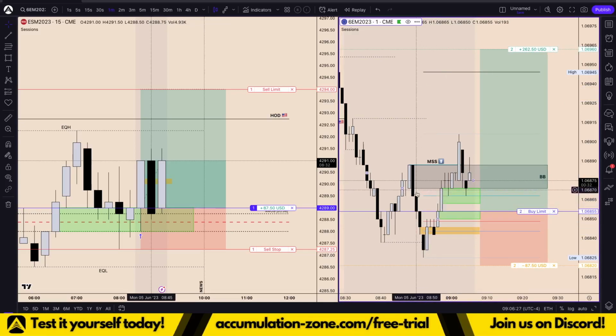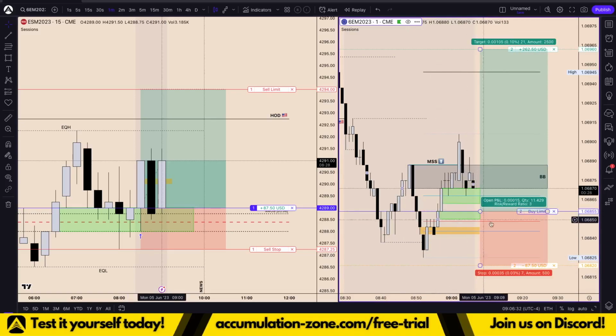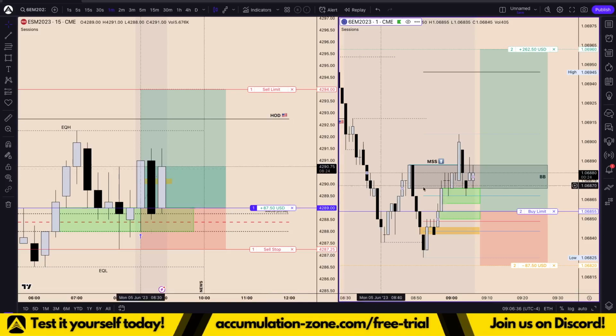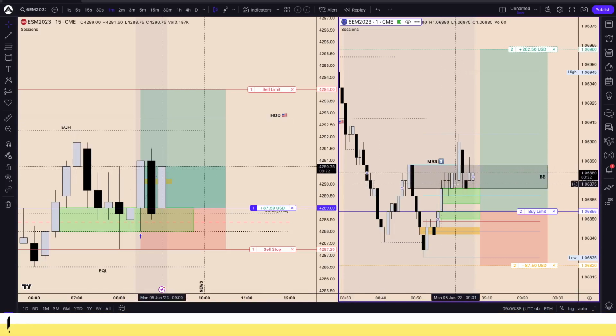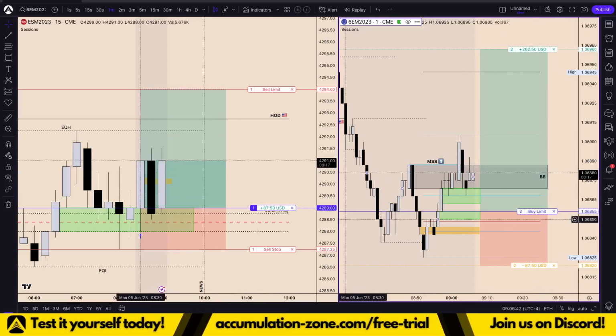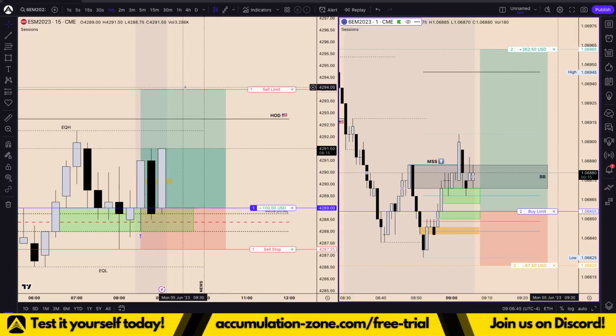We also have all these inverted fair value gaps from this move to the downside, but only if I get my 61.8 entry would I consider taking it. We have 8 more minutes left right here, and currently the breaker block is still holding. Any questions about the breaker block or any of the stuff that's currently happening on our charts?